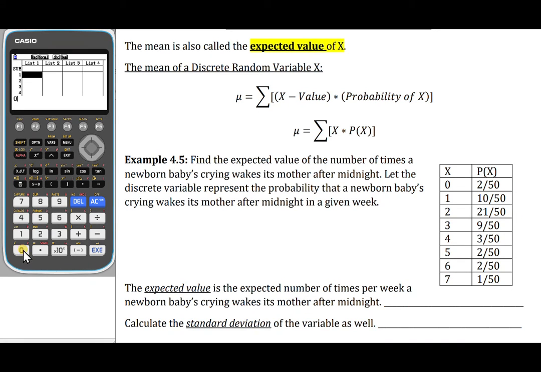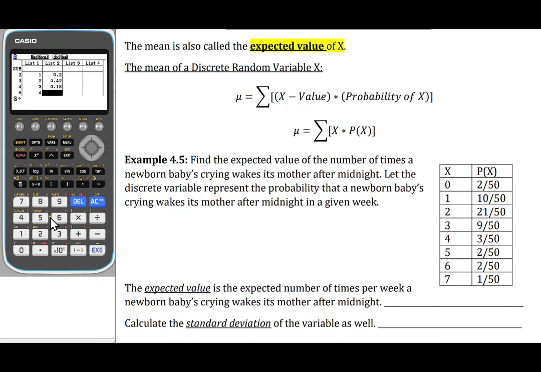In this case, we could have 0 through 7. We're just going to enter all of these into the first list: 0 through 7. And then their associated probabilities will go into the second list. In this case, we can just type them in as a regular old division problem. So 10 divided by 50, 21 divided by 50, 9 divided by 50, and 4 is 3 divided by 50.